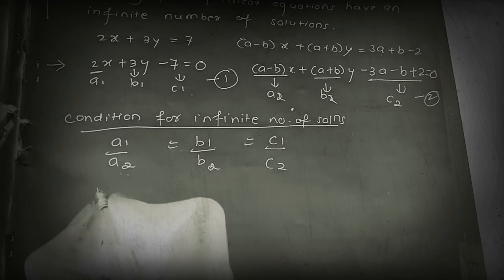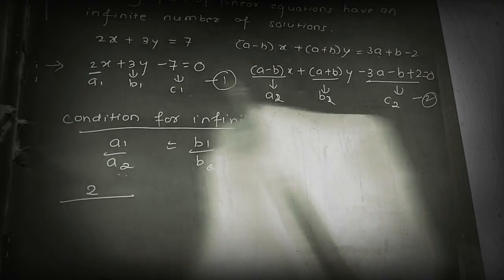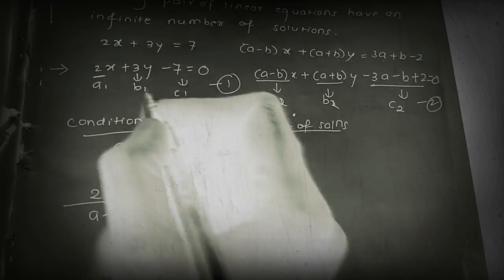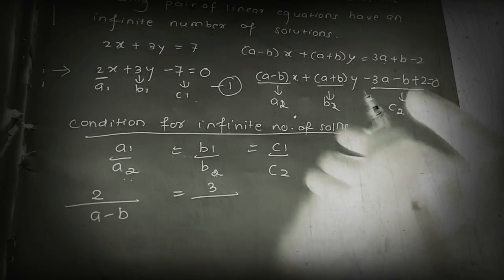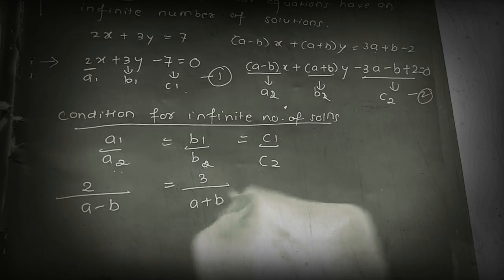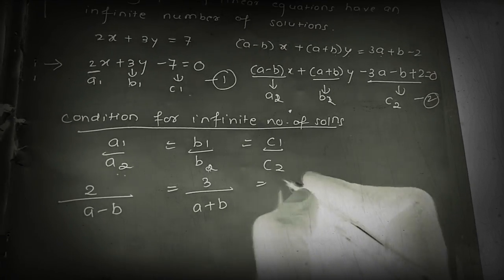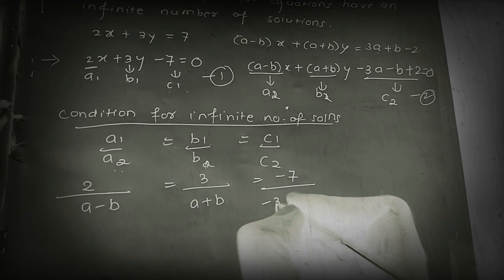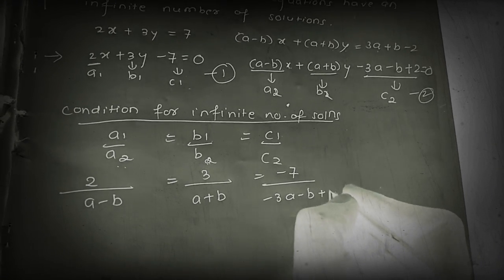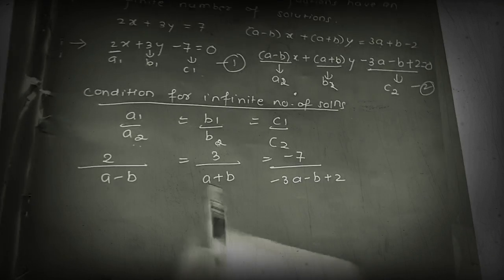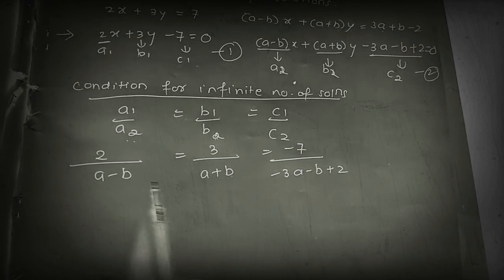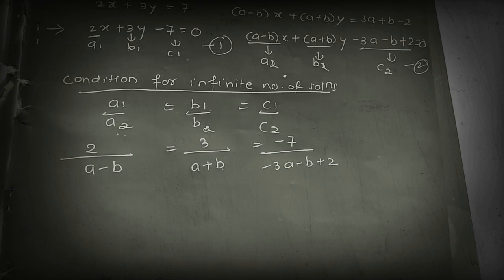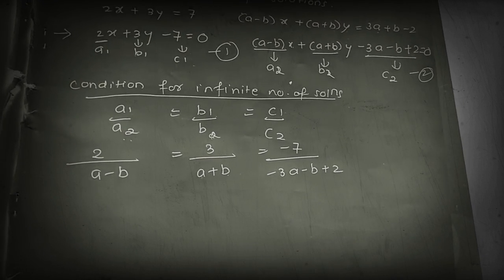So put in the values of all these. Our a1 is 2 upon a2, which is a minus b, equals b1, which is 3, upon b2, which is a plus b, equals c1, which is minus 7, upon c2, which is minus 3a minus b plus 2. We need to find a and b here. These are two variables, so we need two equations to solve.